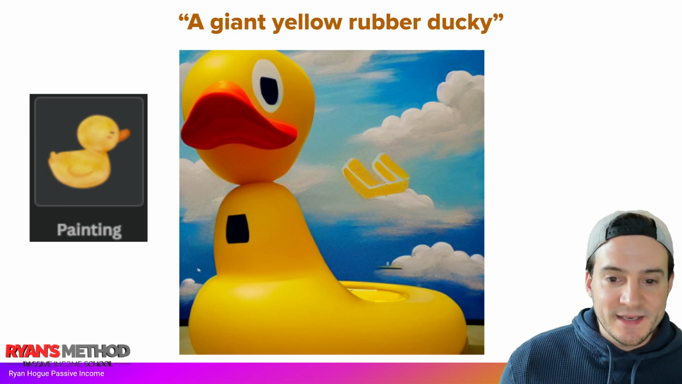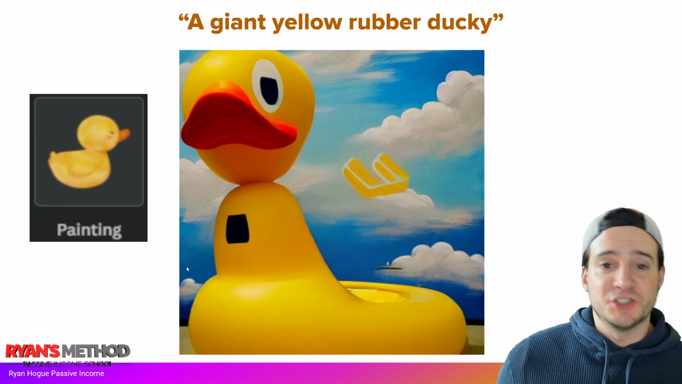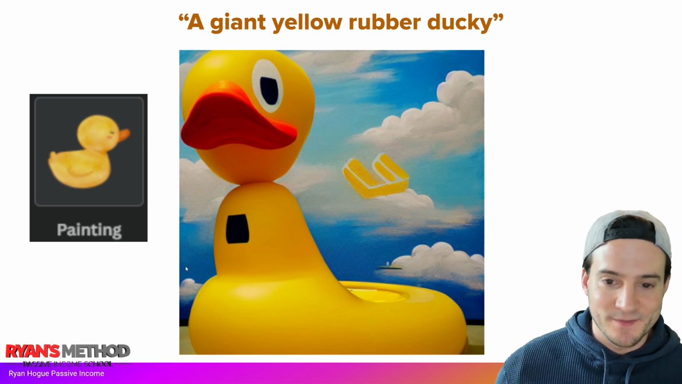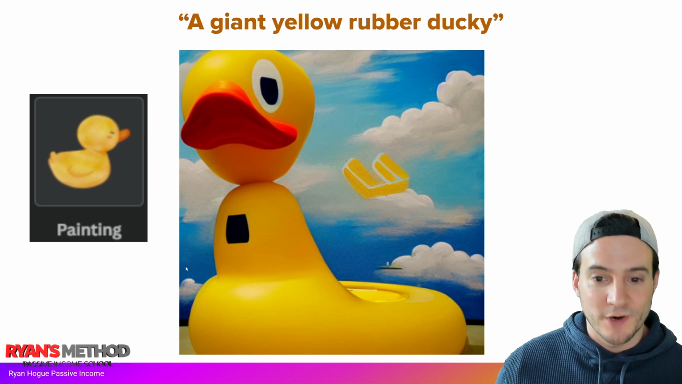All right, this is the painting style. And I said a giant yellow rubber ducky. So I made it a little bit easier on the AI here. Instead of the neon pink one, we just said a giant yellow rubber ducky.